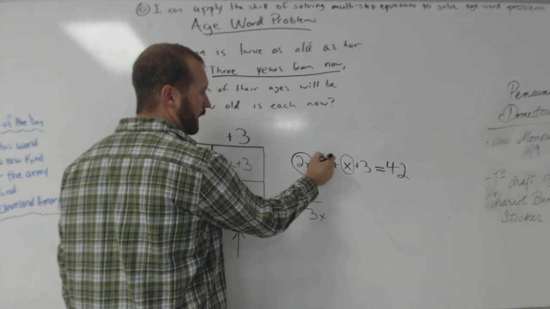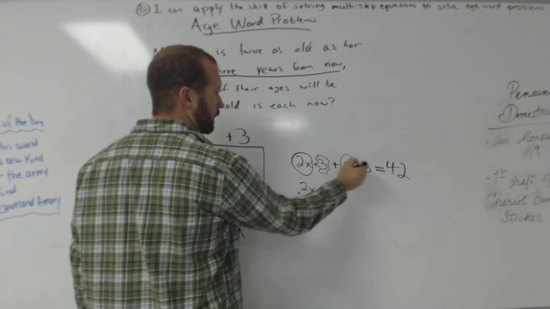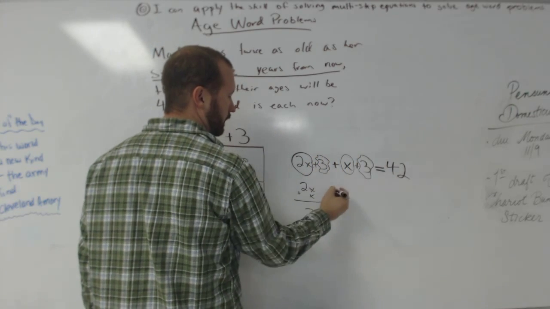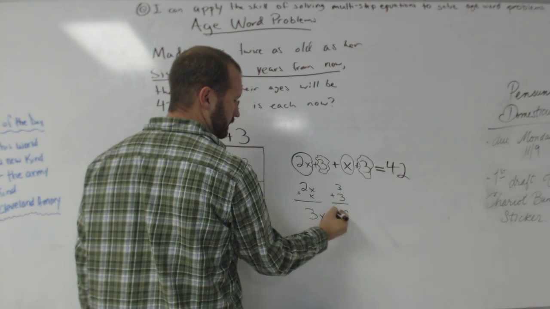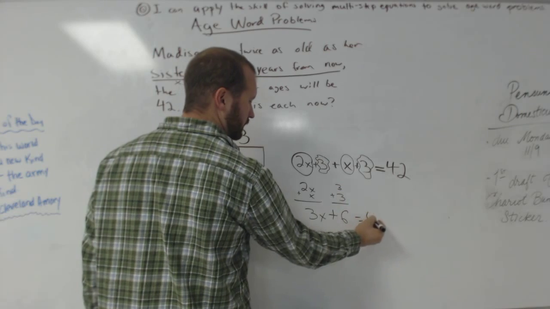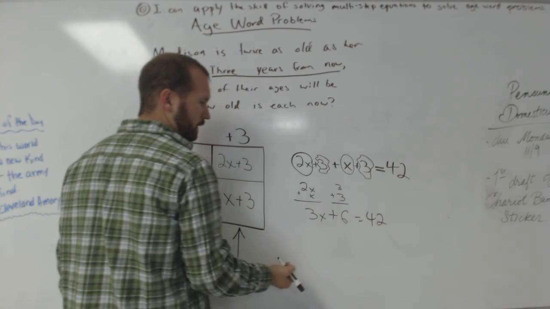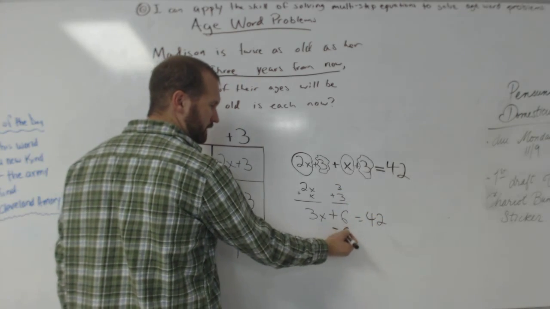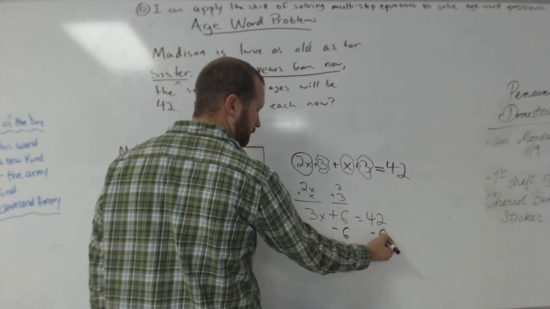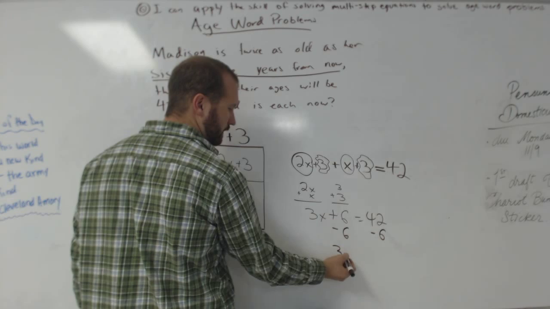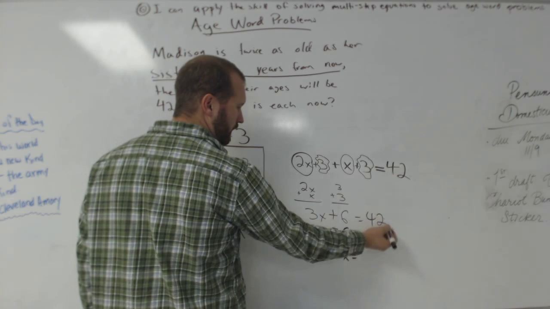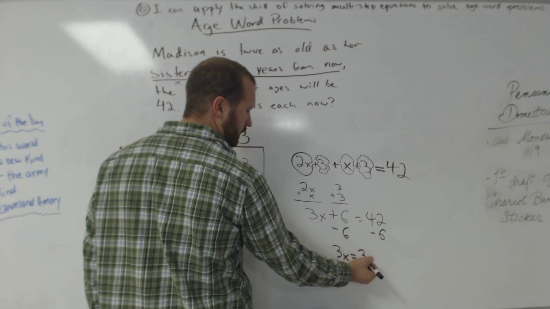And then I have 3 plus 3, which is 6. So 3x plus 6 equals 42. To solve this, I can subtract 6 from both sides. So I have 3x plus 6 minus 6 is 3x, and 42 minus 6 is 36.